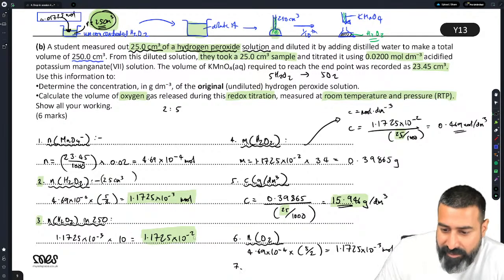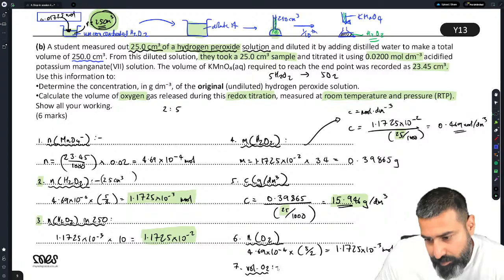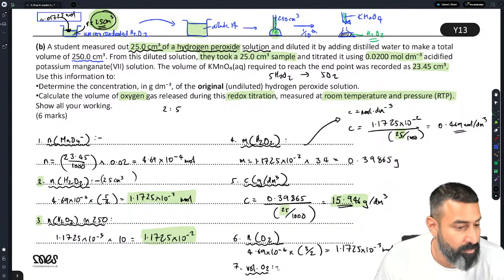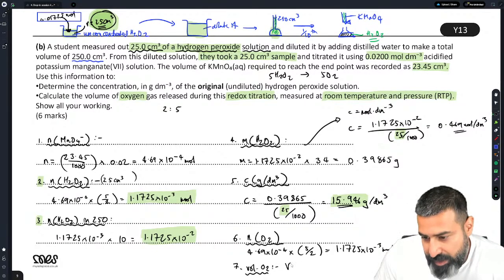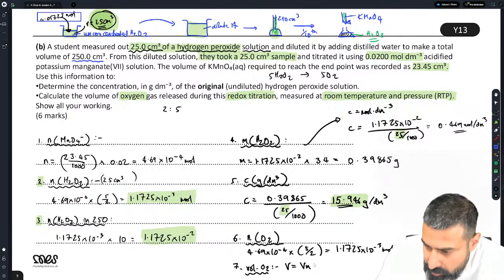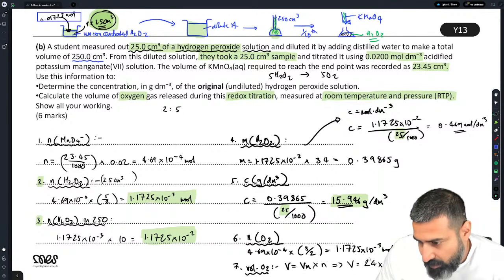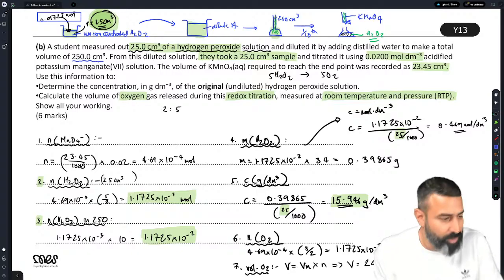So then how do I work out the volume of O2? Remember this equation, V equals the molar volume multiplied by the number of moles. So the volume is equal to 24 times that. So what do we get?